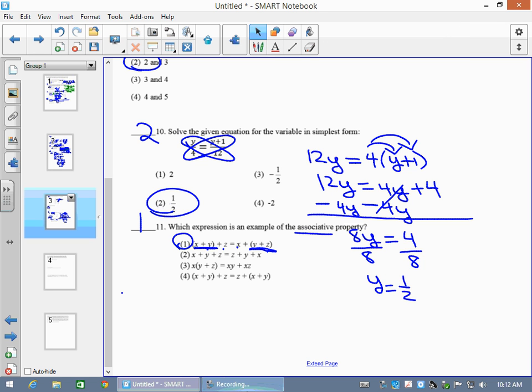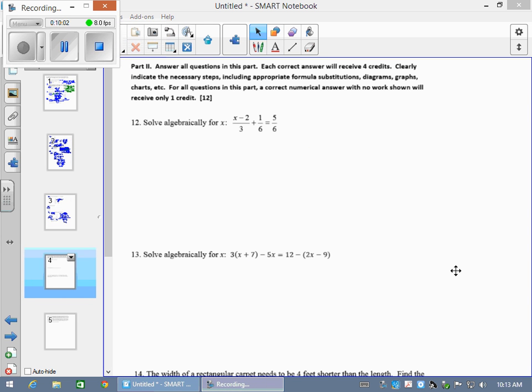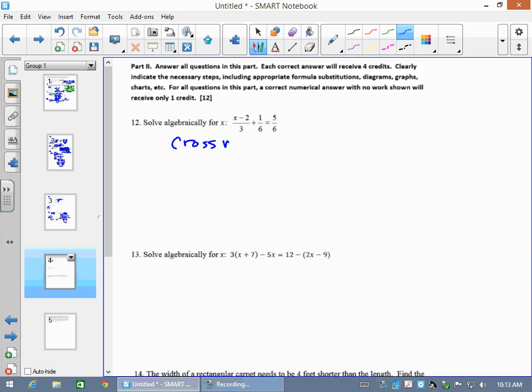Okay, so now for part 2 questions. Number 12 wants us to solve algebraically for x, and there are 2 ways that I can do this. So I'm going to go into both ways. The first way would be to cross multiply, and the other way would be the LCD method. So I'm going to start with the cross multiply method.